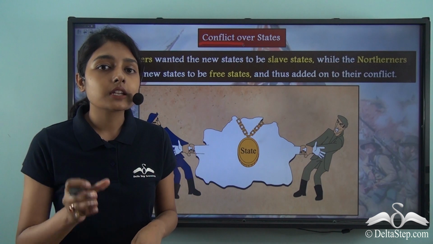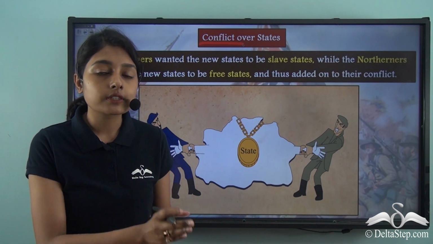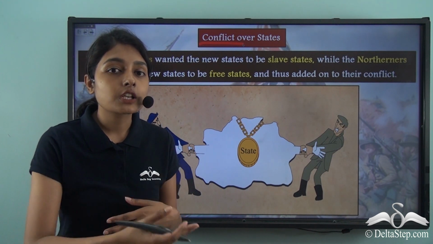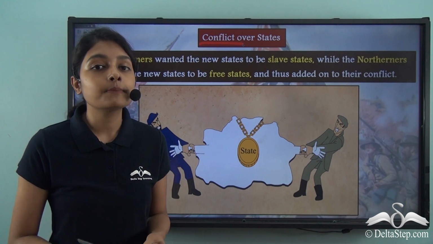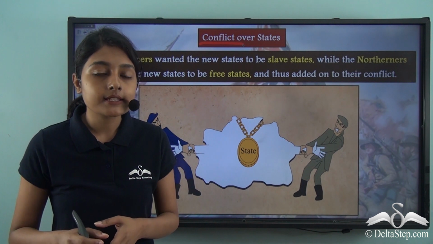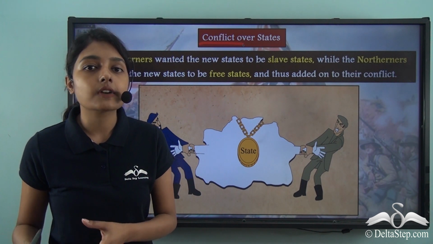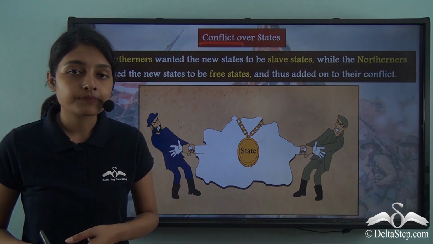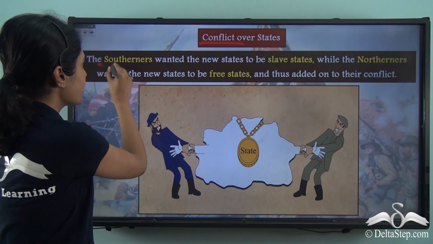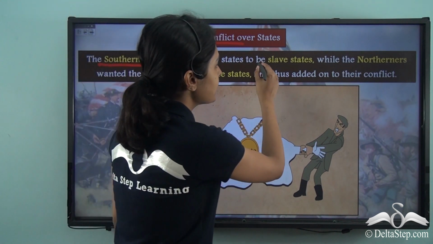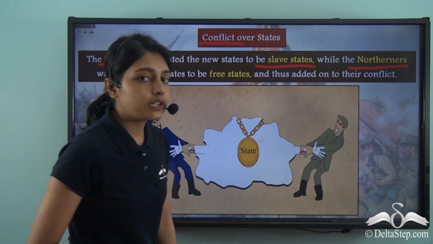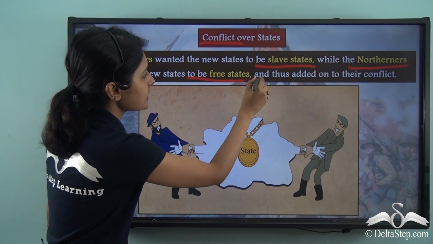Now what was the reason behind this conflict? Previously we learnt that the issue of slavery split the northern states and the southern states. The northern states on the one hand decided to abolish slavery completely, which is why they were called the free states, and the southern states on the other hand decided to keep in place or rely upon slavery, which is why they came to be known as the slave states. Now when these new states were being incorporated, the southerners wanted all these new states to be slave states, and on the other hand the northerners or the various northern states wanted these new states to be free states.